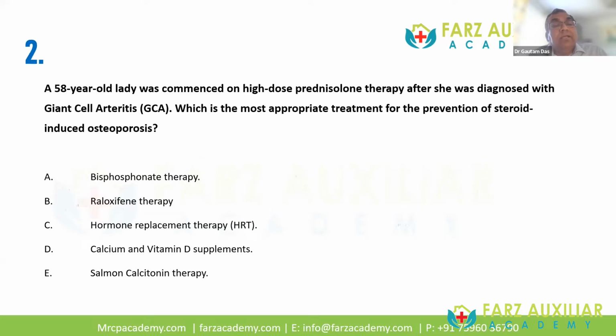Okay, question 2. This is a 58-year-old lady who was commenced on high-dose prednisolone therapy after she was diagnosed with giant cell arteritis. Invariably, steroid therapy carries a risk of a lot of complications. In these circumstances, which is the most appropriate treatment for prevention of steroid-induced osteoporosis? Your choices are bisphosphonate therapy, raloxifene therapy, hormone replacement therapy, calcium and vitamin D supplements, or salmon calcitonin therapy. So 10 seconds for you.